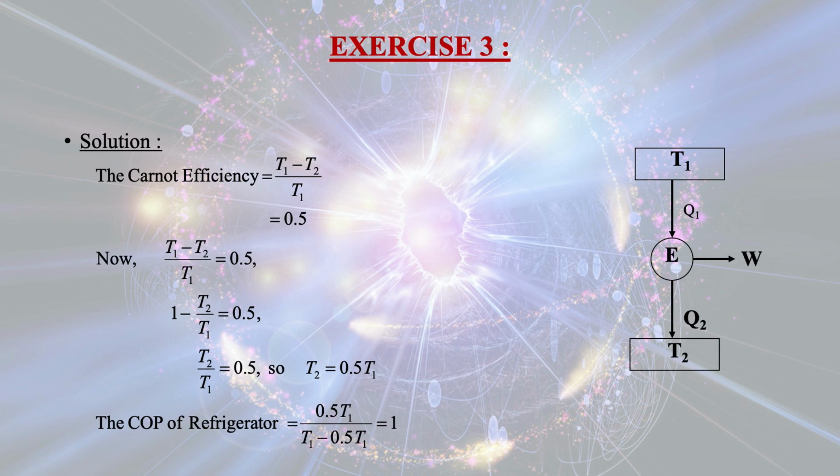Now we know very well that Carnot efficiency is equal to T1 minus T2 divided by T1, that is equal to 0.5. So T1 minus T2 divided by T1 is 0.5. So 1 minus T2 by T1 is equal to 0.5. So T2 by T1 is equal to 0.5. So T2 is equal to 0.5 T1. Now COP of the refrigerator, we know very well, is T2 divided by T1 minus T2. So we have already got T2 as 0.5 T1. Put the value in this expression and calculate the COP of refrigerator. For this case, it is equal to 1.